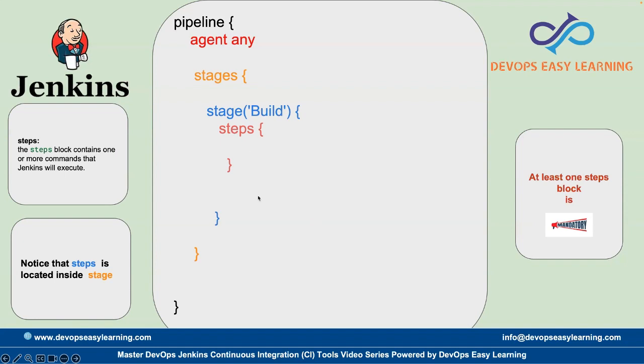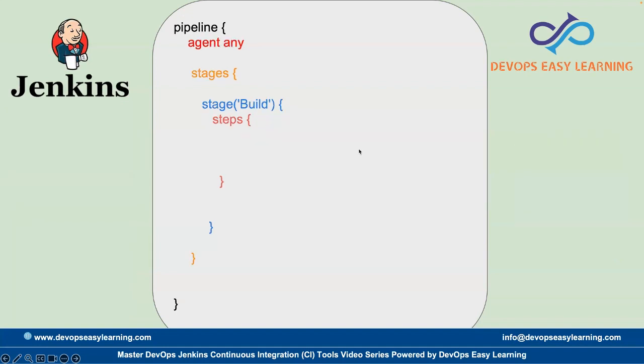If you want to recap stuff here, as you can see, our main pipeline starts with pipeline, followed by the agent. These are mandatory stuff. Then we have stages. Inside stages, we have stage. And inside stage, we have step.